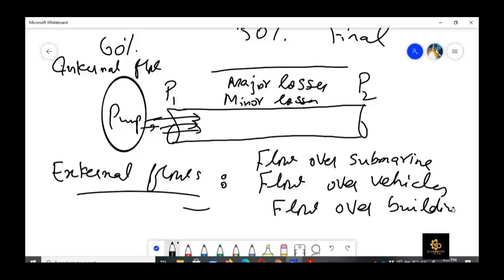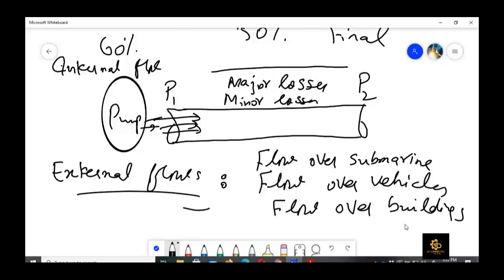So it means that there is fluid solid interaction, but there is no bounding of that flow, because on the other side you have got open space to flow. So those are called external flow. So flow over vehicles, flow over buildings, flow over missiles, flow over spaceships. All these flows are external flows.